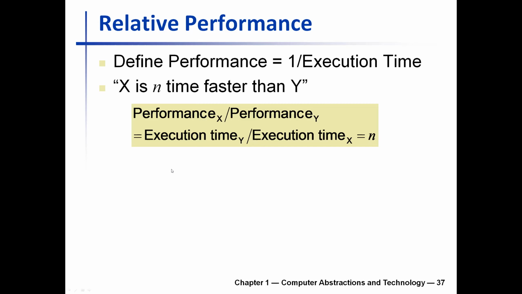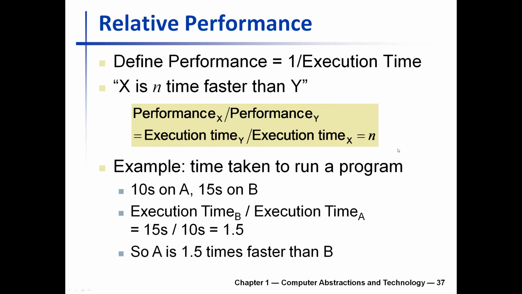For example, we have two systems, X and Y. When we say X is n times faster than Y, what we mean by that is performance of X over performance of Y is equal to n. Or in other words, according to this definition, the response time of system Y over the response time of system X is equal to n. Right? Very simple stuff.